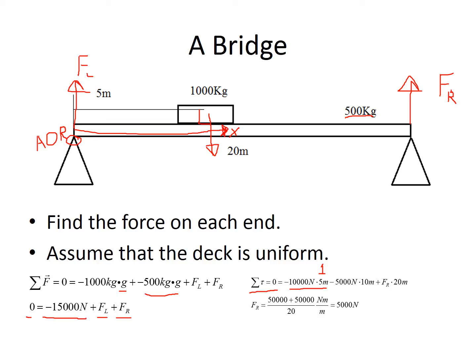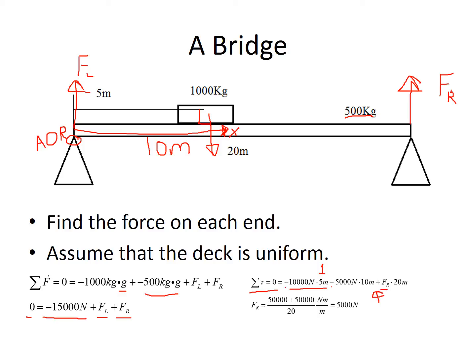10 meters, I'm sorry. 10 meters. And the force on the right-hand side of the bridge is exerting a counterclockwise torque, so it is positive. The first two torques were clockwise, so we assign them negative signs.